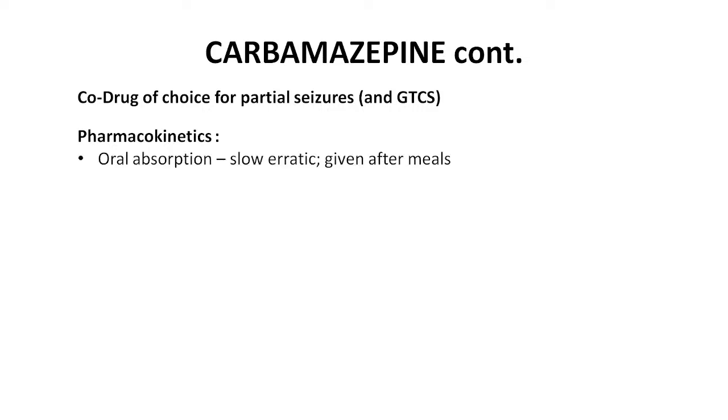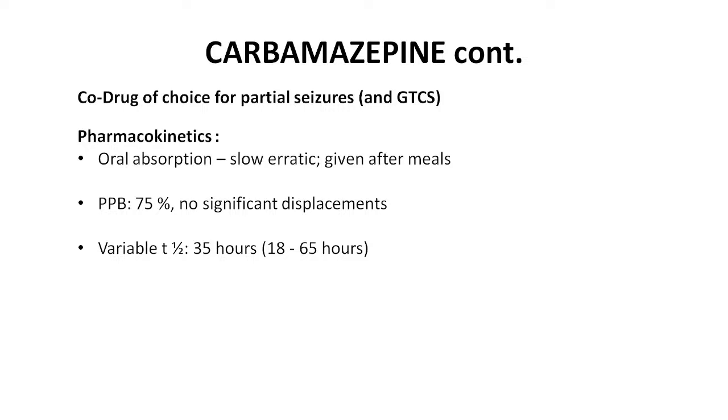So as I mentioned, partial seizures or focal seizures as well as generalized tonic-clonic seizures, you can use it as a first line drug, first choice drug. Its pharmacokinetics: there is an erratic, slow absorption after oral administration. The plasma protein binding is much lesser compared to phenytoin, where it was more than 90%. So you don't see any drug displacement reactions. Half-life is generally on the higher side.